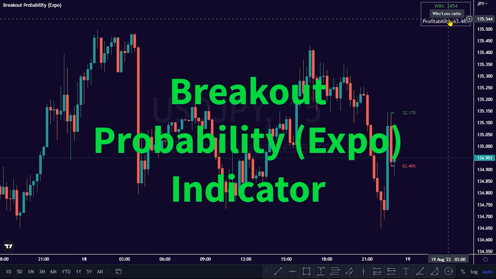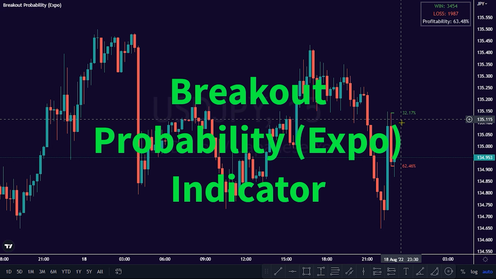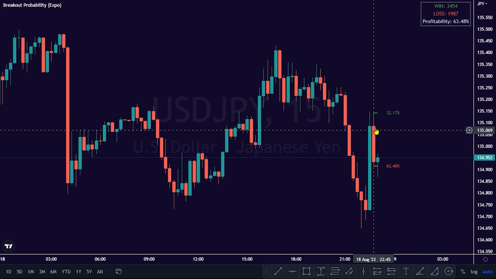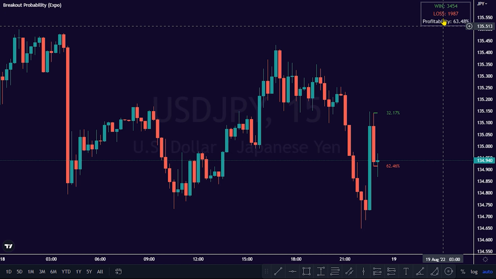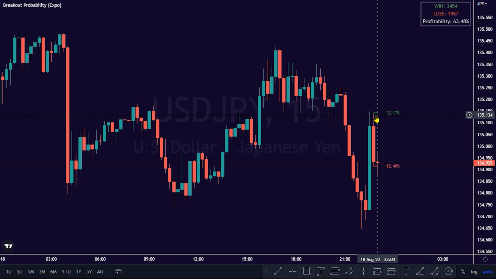The breakout probability is a valuable indicator that calculates the probability of a new high or low and displays it as a level with its percentage. The probability of a new high and low is backtested, and the results are shown in a table. This is a simple way to understand the next candle's likelihood of a new high or low.